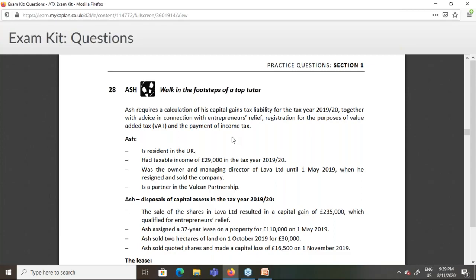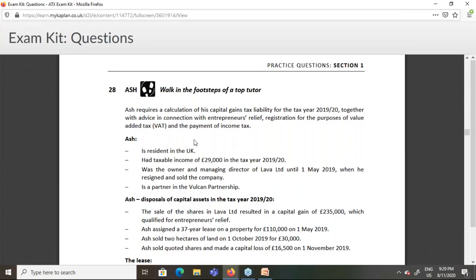Ash requires a calculation of his CGT liability together with advice in connection with entrepreneur's relief, registration for the purpose of value-added tax that I'm not going to explain here, and payment of income tax, that is also not part of today's topic. So anyway, I'm going to answer CGT liability together with advice in connection with entrepreneur's relief.